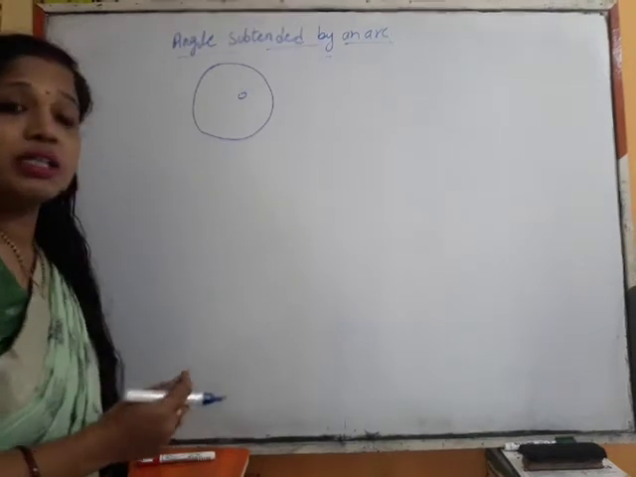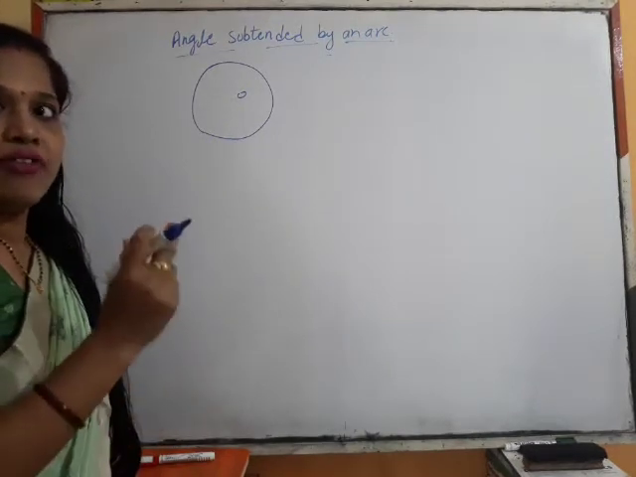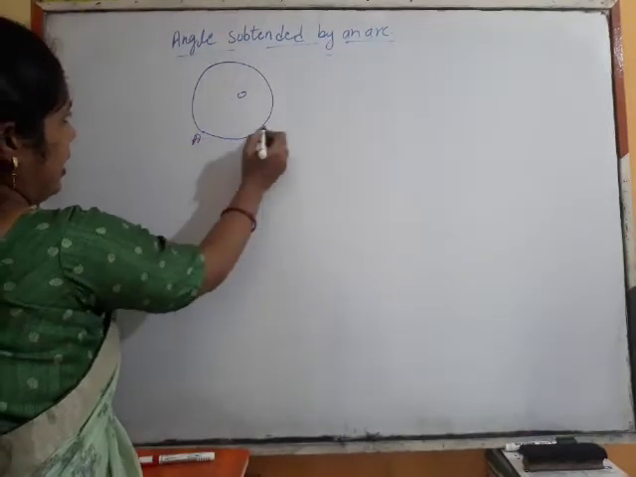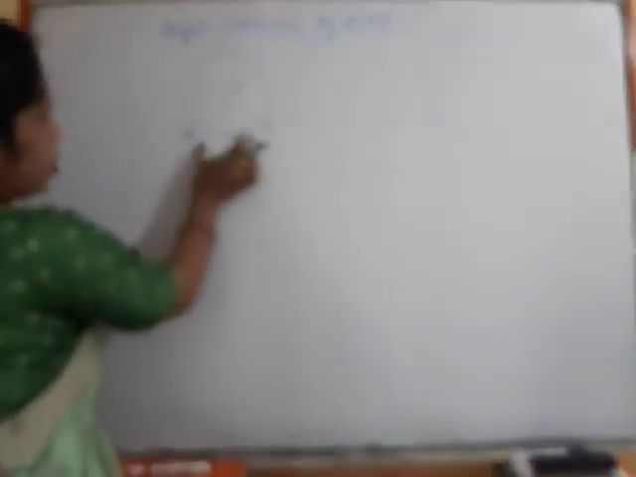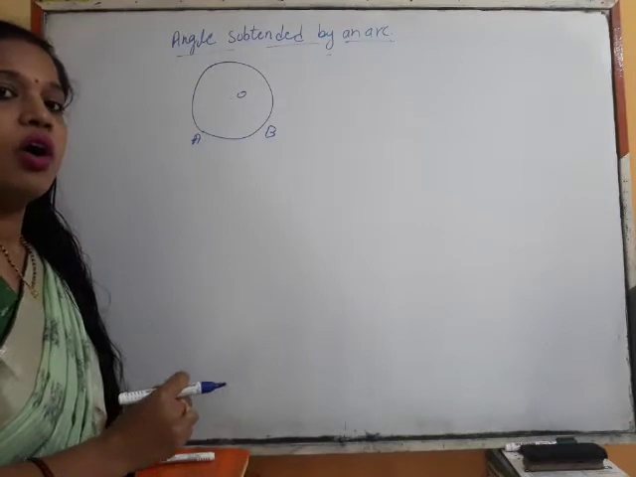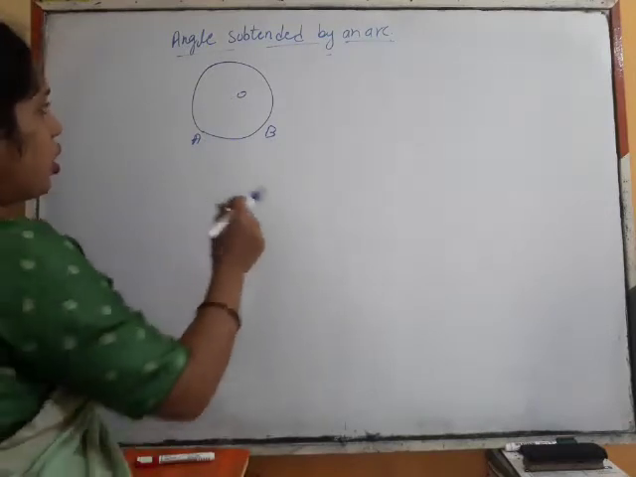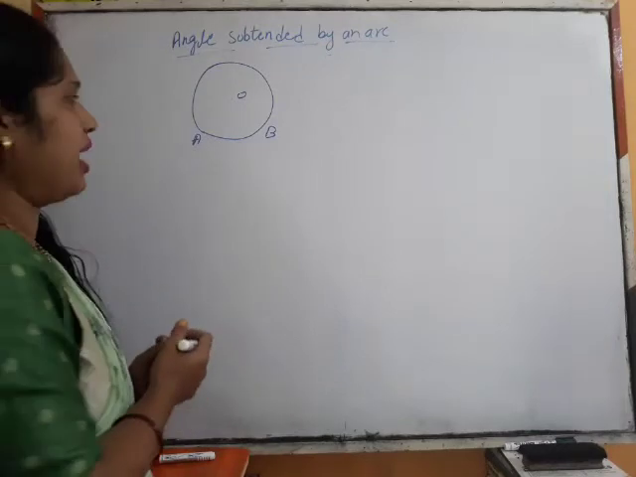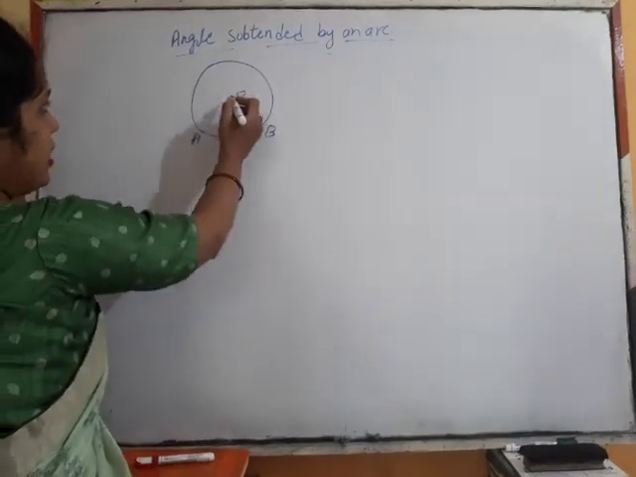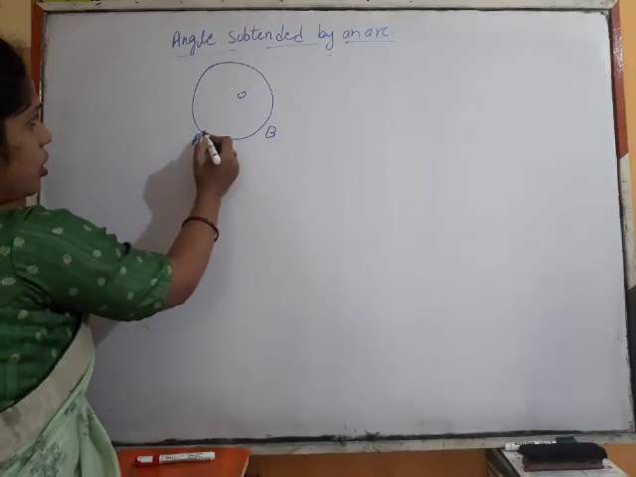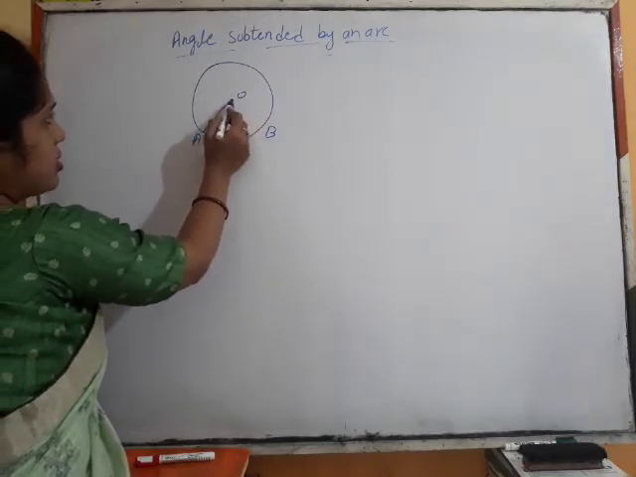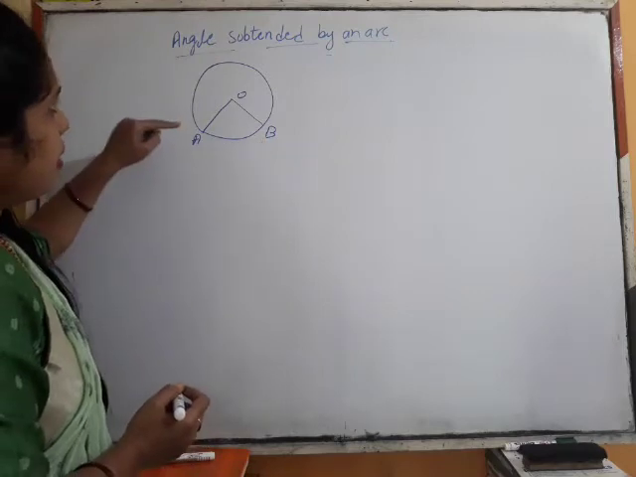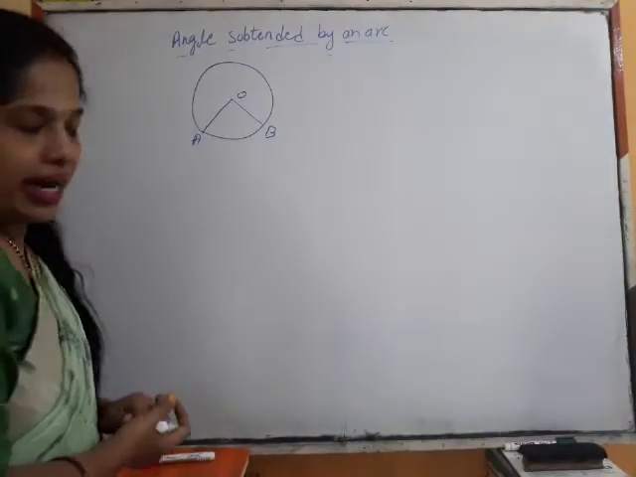Now what is an arc? If we take two points on a circle, this is A and B, so this AB is the part of the circumference of the circle. So this is an arc. How will it subtend an angle at the center? We need to join both the ends with the center like this. So actually this arc is subtending an angle at the center.